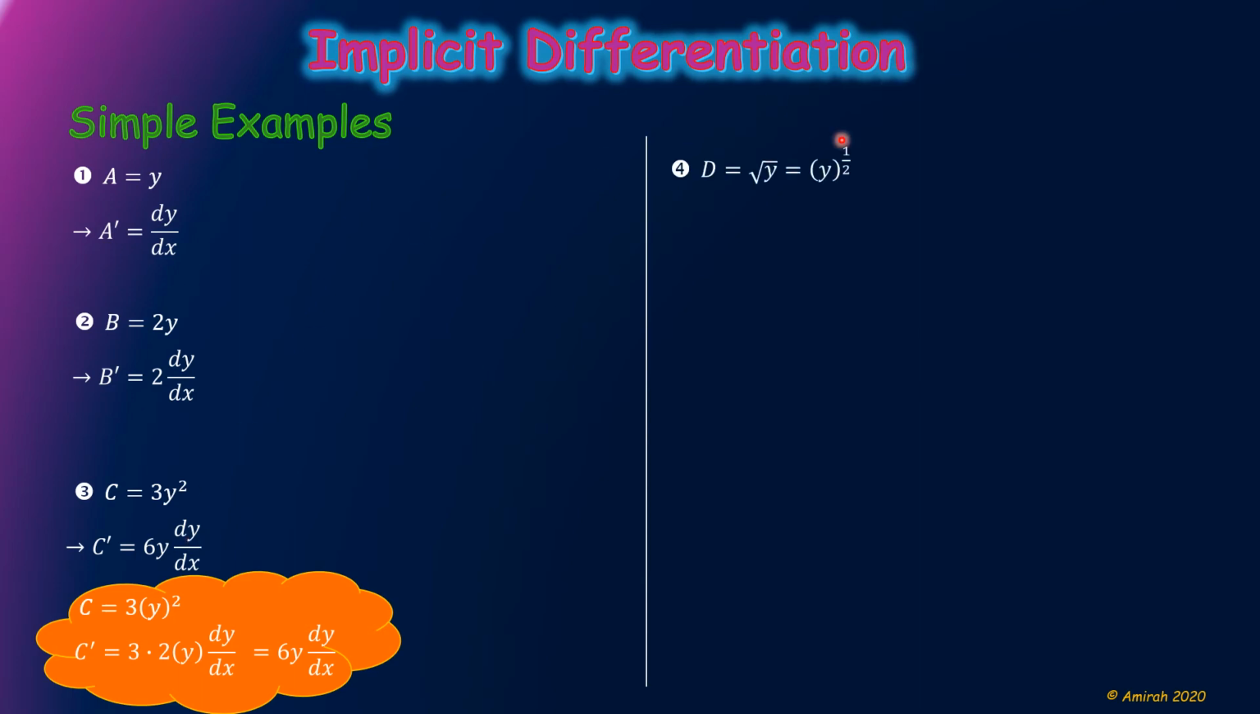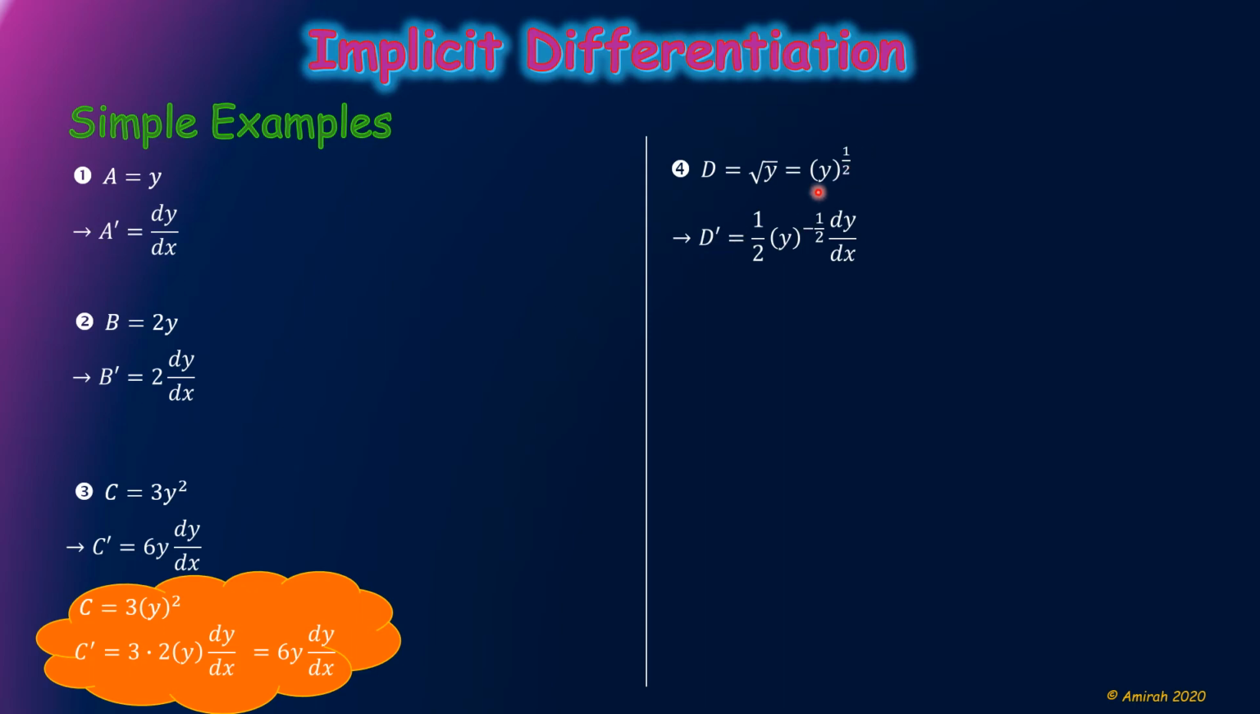Now look at number 4. If we have d equals square root of y, the first step, when we want to differentiate a square root function, is to change it into the form of an exponent. So we need to write y to the power of half. Then we can differentiate using the generalized power rule. When we differentiate d, it becomes dd over dx, or d prime.